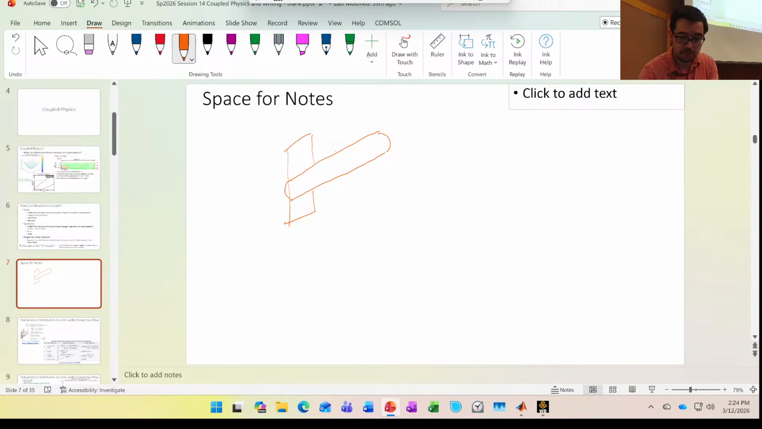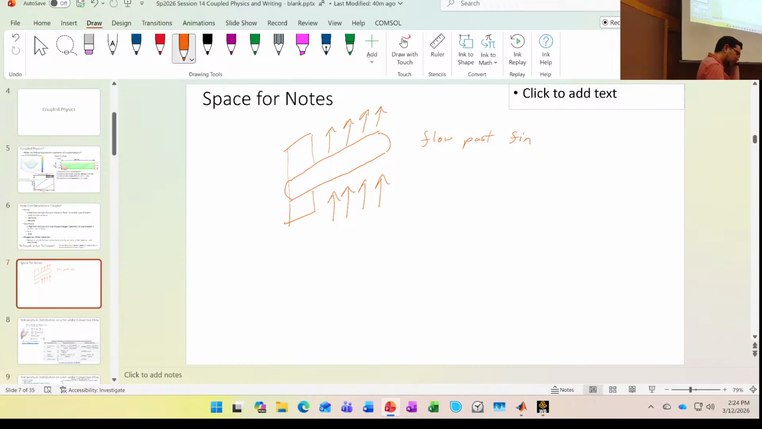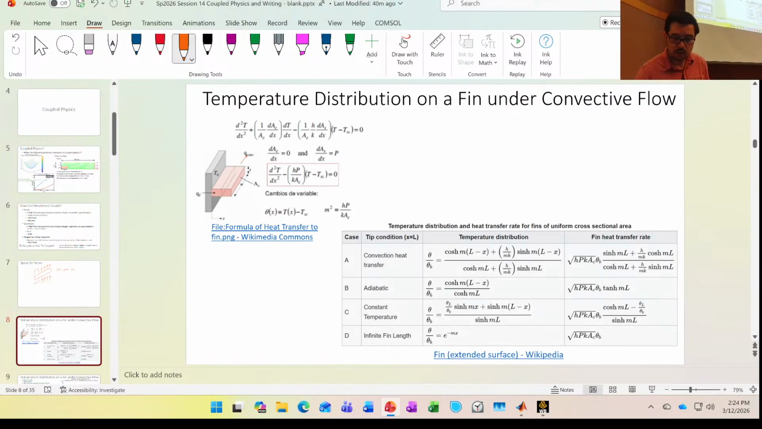Okay, talking about what happens when you have a flow past the fin. This is going to be a little bit of foreshadowing, because this is what you're essentially going to be doing in your next lab. You're going to be looking at how much heat transfer you have between a fluid and a solid rod. Okay?